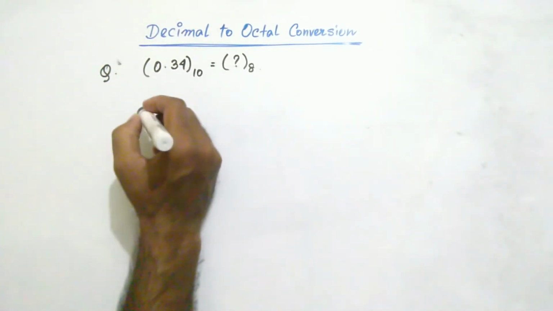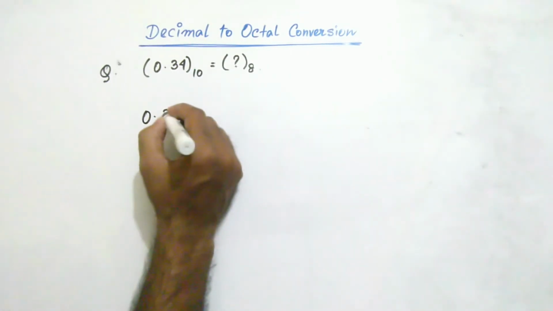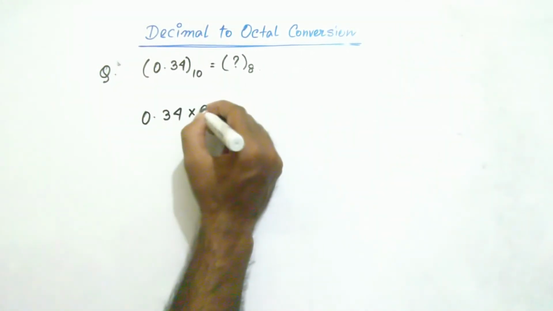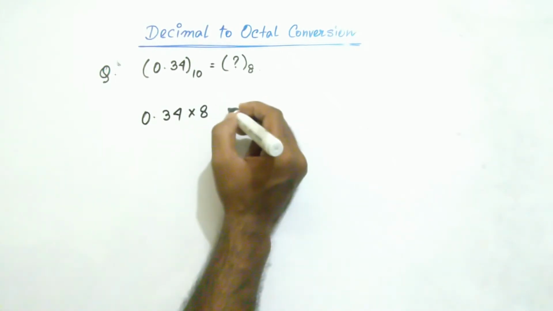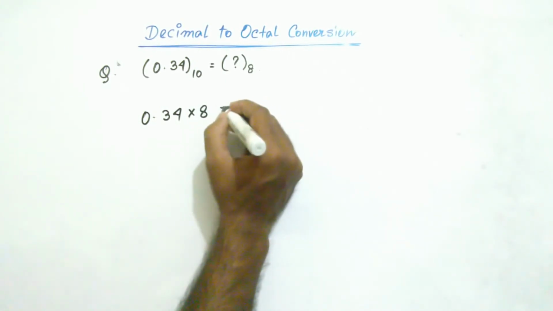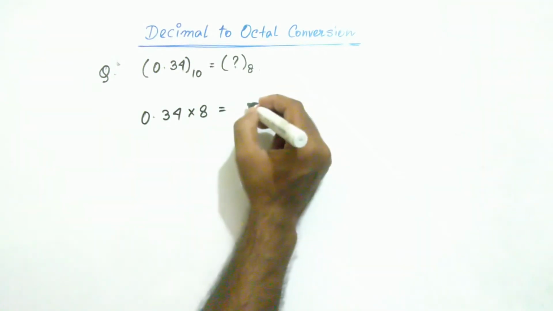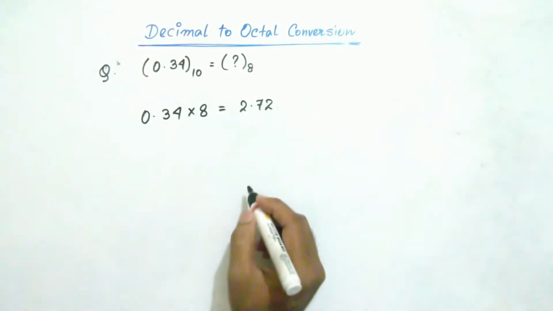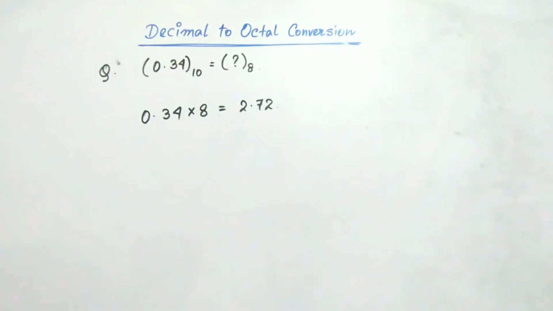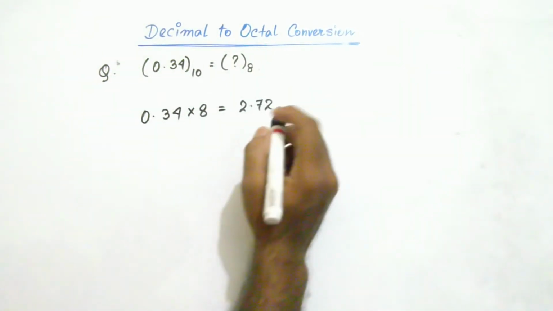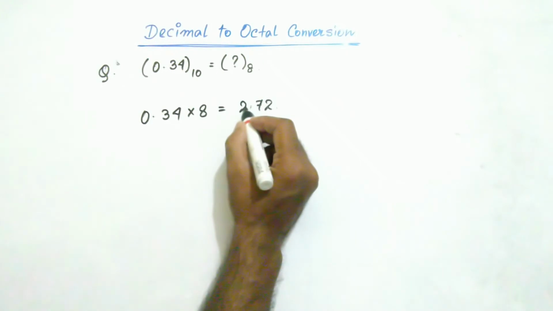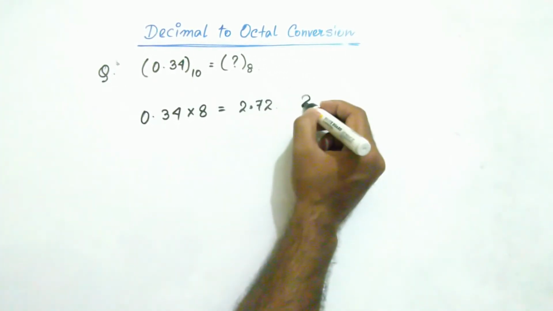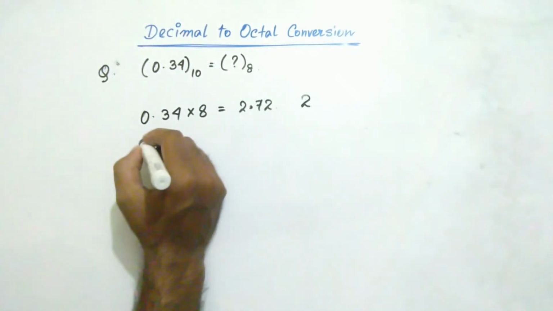Starting with the procedure, we are given a decimal number as 0.34. We are going to multiply it with the base of the octal, which is 8, and in this multiplication we obtain the result 2.72, and we are going to collect the left part of the decimal point. So here we collect the value 2.